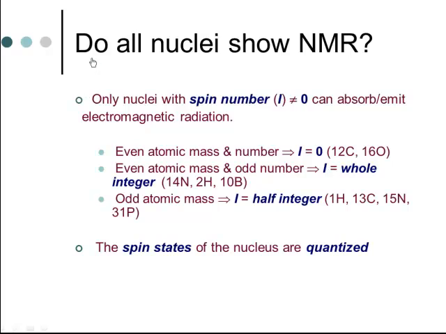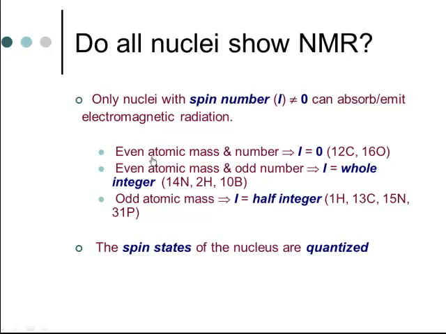Now as we just learned that NMR is interaction between nuclei and electromagnetic radiation, the next question that arises is, do all nuclei show NMR? You'll be a little disappointed with the answer: all nuclei cannot show NMR. Only those nuclei which have a spin number which is non-zero can show NMR. So nuclei with a non-zero spin number can absorb or emit radio waves and show NMR spectroscopy.